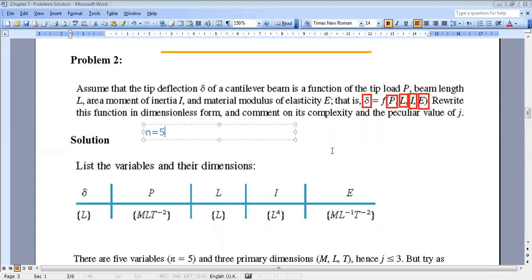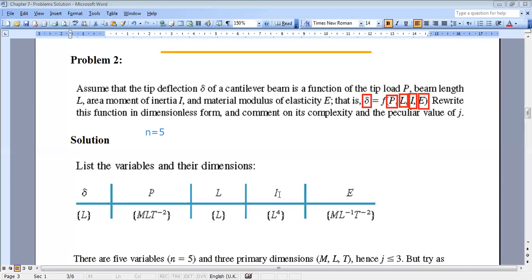Second step, I put my variables in a table and I list their dimensions. First, delta is a deflection, so the unit of deflection is meter. So the dimension of delta is L. Second, P is a load. It's a force F, so the unit of a force is MLT^-2. If I forgot it, I do F equals ma, which gives me MLT^-2. The length L is L, of course.